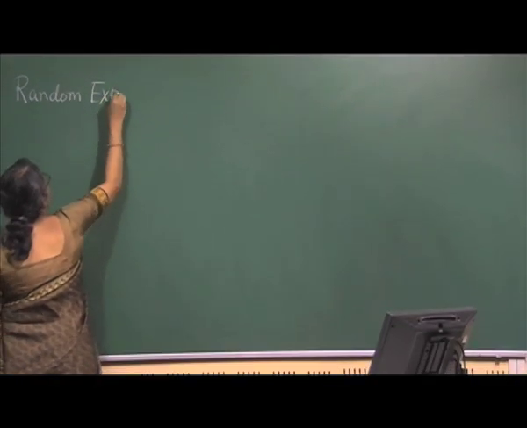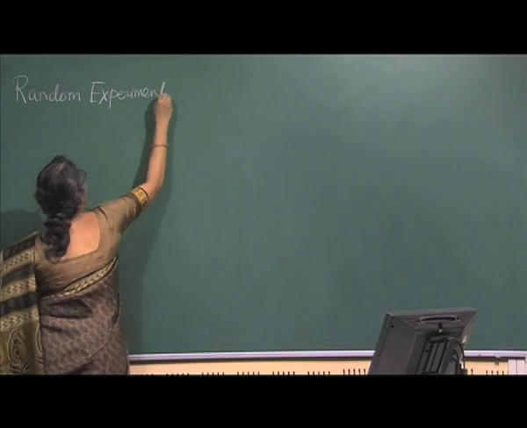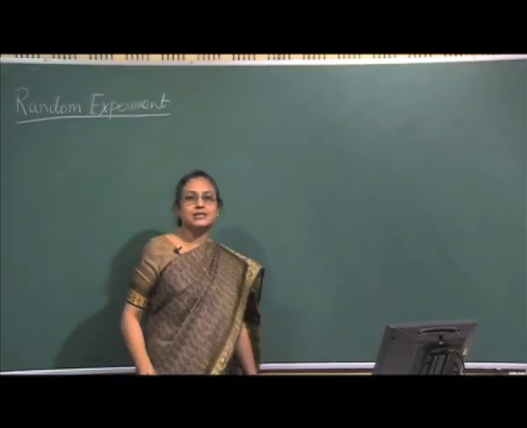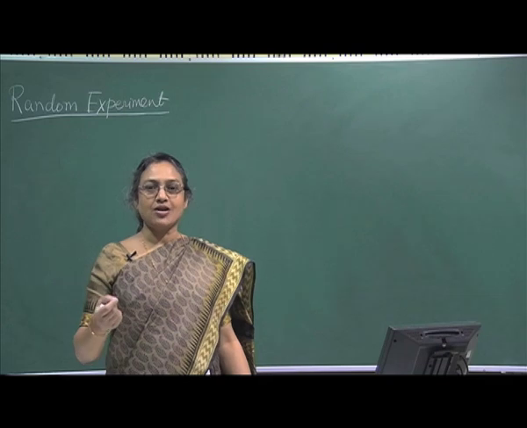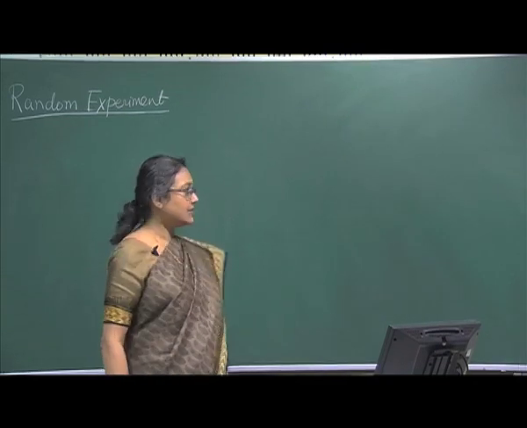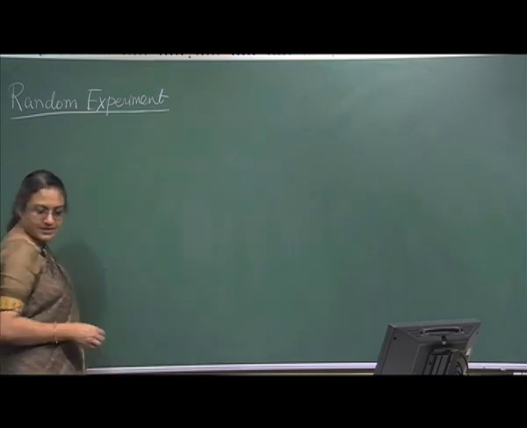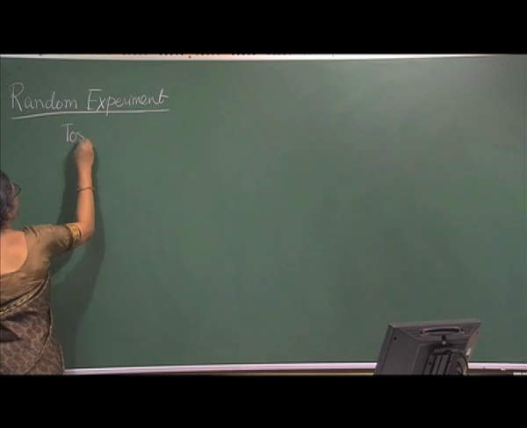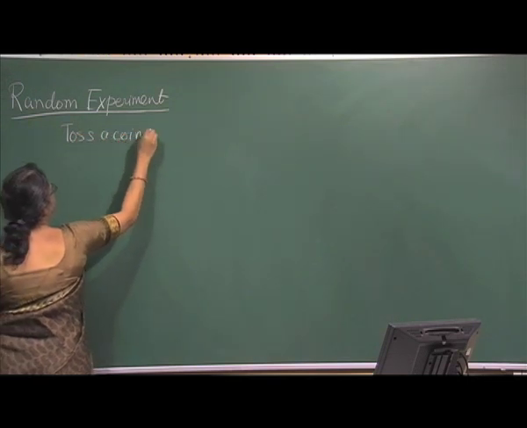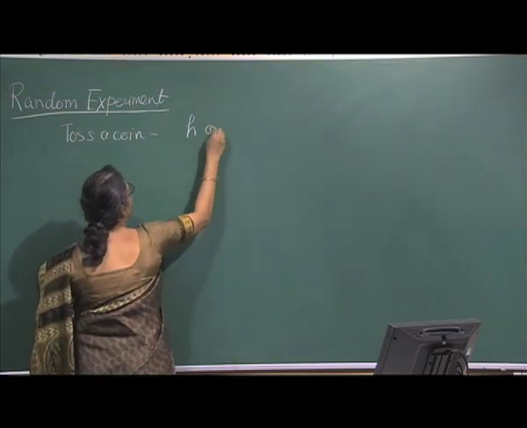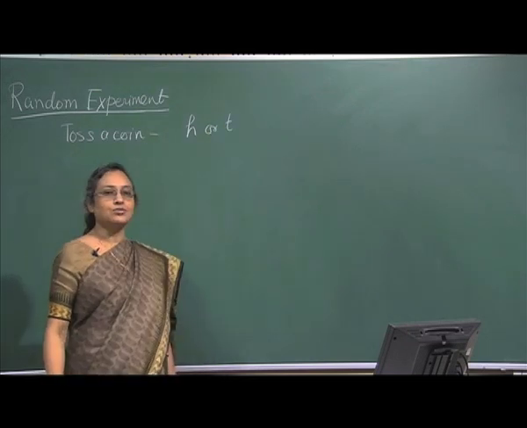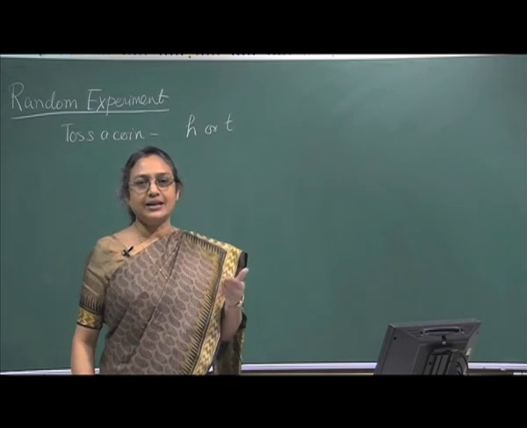First of all, let us look at what is a random experiment. A random experiment is a process whose outcome is uncertain. Its outcome is not fixed. Let us take some examples. Suppose you toss a coin. What are the possible outcomes? Outcomes may be head or tail. These are the two possible outcomes, and it may be head, it may be tail.